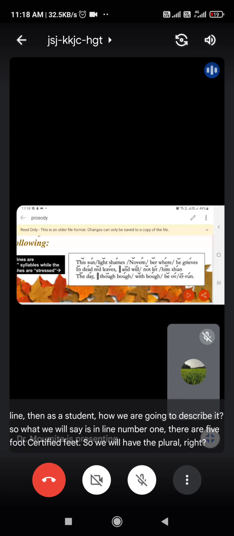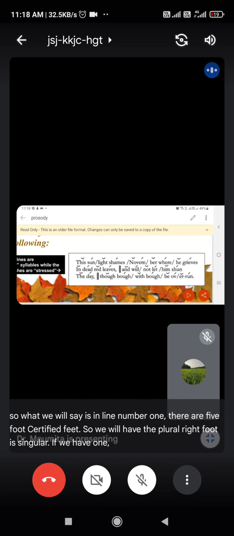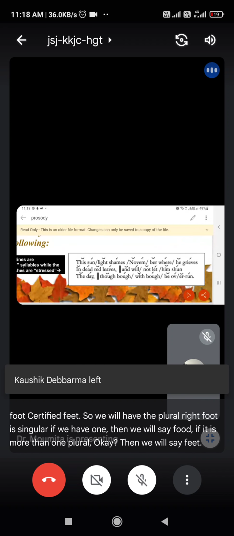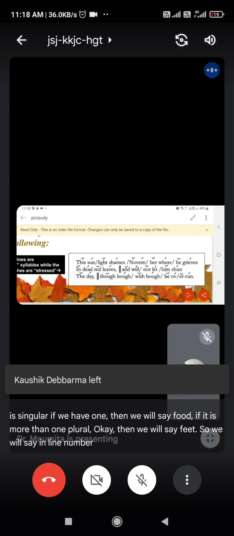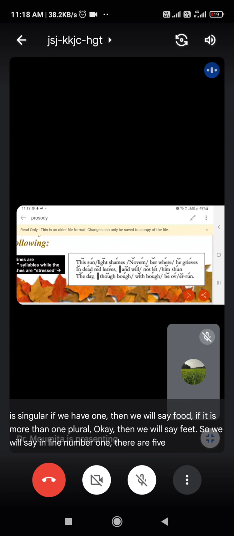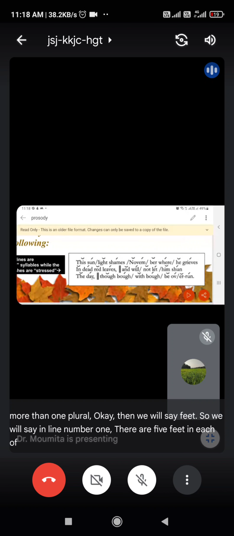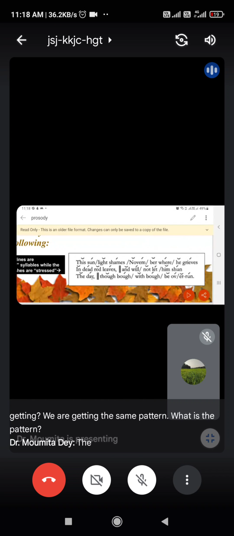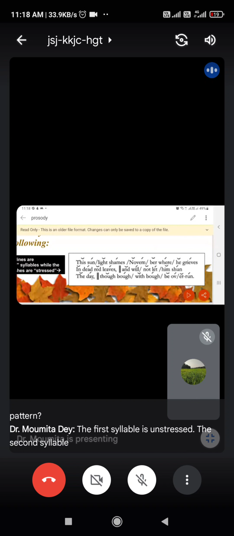Foot is singular. If we have one, then we will say foot. If it is more than one, plural, then we will say feet. So in line number 1 there are 5 feet. In each of these 5 feet, what is the pattern that we are getting? We are getting the same pattern. What is the pattern? The first syllable is unstressed, the second syllable is stressed.